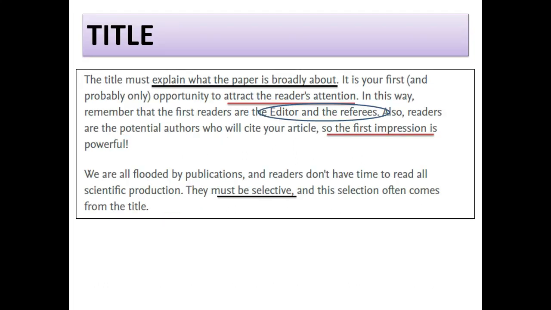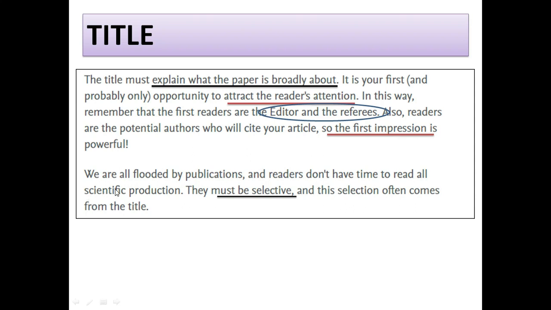Moving on one by one, the title must be very clear and informative, and it should explain the purpose of your study. It is your first impression which attracts the reader's attention as well as the editor's and reviewer's or referee's attention. So the first impression is the last impression, and it should be very powerful.